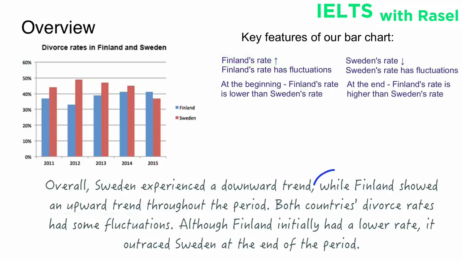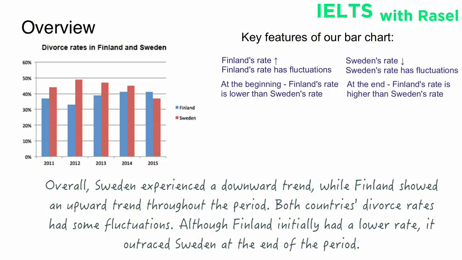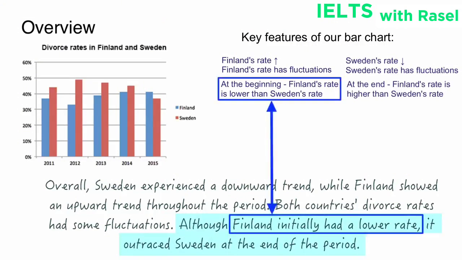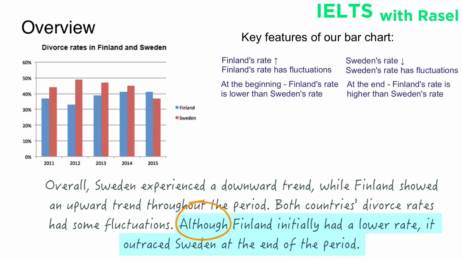Note how I used the linking word while to contrast the opposite trends. It is a very good technique, so keep it in mind. Then I used the word both to say the two countries have the same feature. In our case, both countries had some fluctuations. And finally, I compare rates of Finland and Sweden throughout the period, since initially Finland's rate was lower than Sweden's rate, but then it changed. I used the linking word although. Although Finland initially had a low rate, it outstripped Sweden at the end of the period.